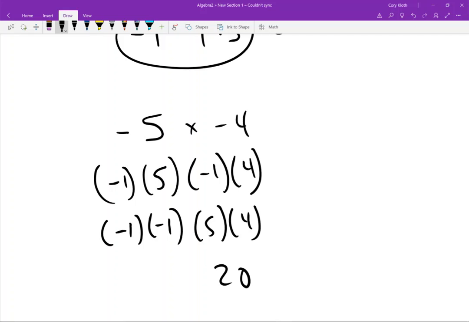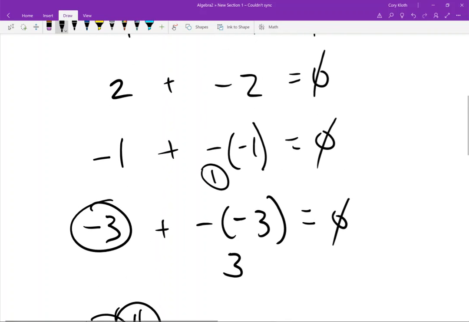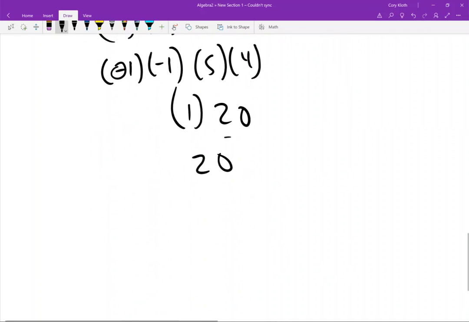Well, what's the negation of negative 1? The negation of negative 1 is a positive 1. Remember what we did up here? The negation of negative 1 is a positive 1. And so we have then 20.